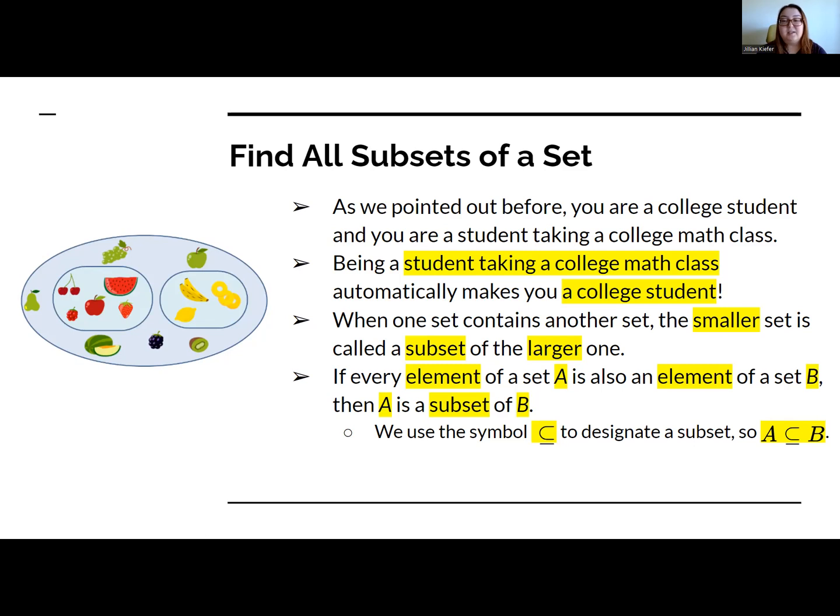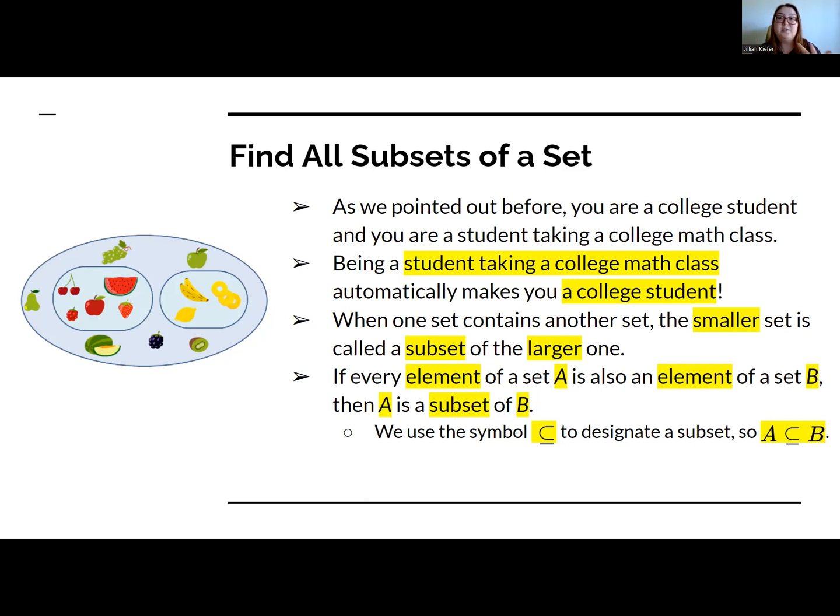If every element of set A is also an element of set B, then we would say A is a subset of B. So everything in A is also in B. B in this case would be the larger set. It could have more elements, but as long as everything in the smaller set is also contained in the larger set, then you would say that A is a subset of B.